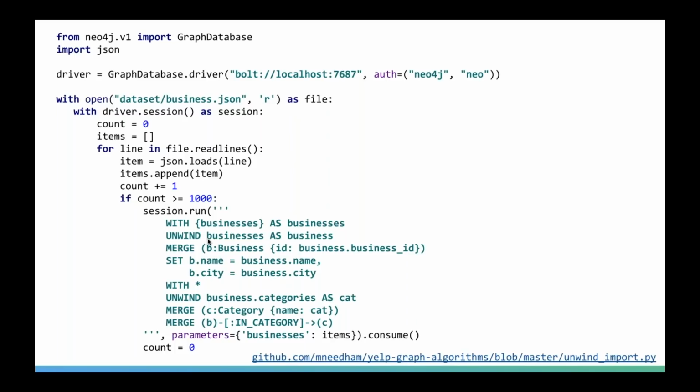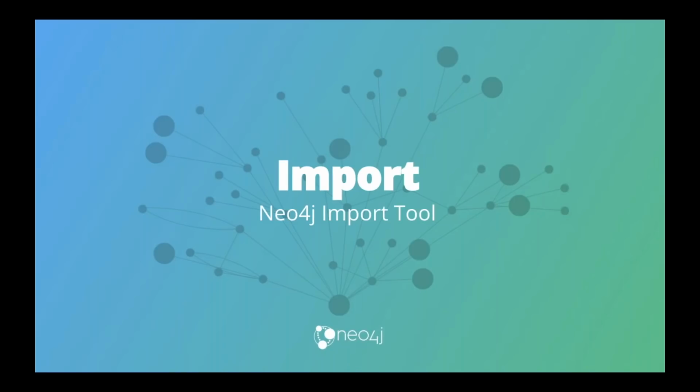What we're doing on the screen here in Python is effectively what the periodic iterate is doing. So it's taking, okay, you've given me some JSON. On every 1,000, I'm going to run this statement for you, and it also uses UNWIND as well. Okay, so that works okay, but it will take quite a long time to get the whole Yelp data set in because there's lots of stuff there.